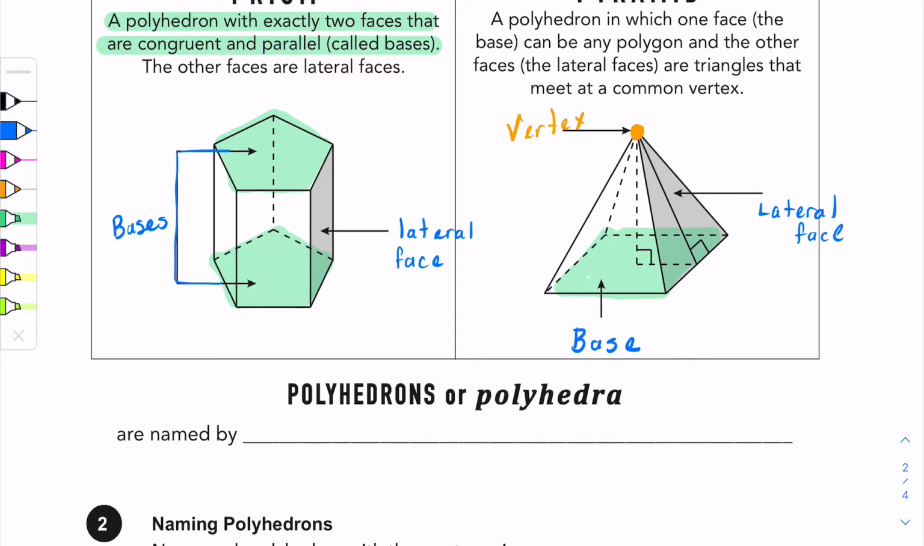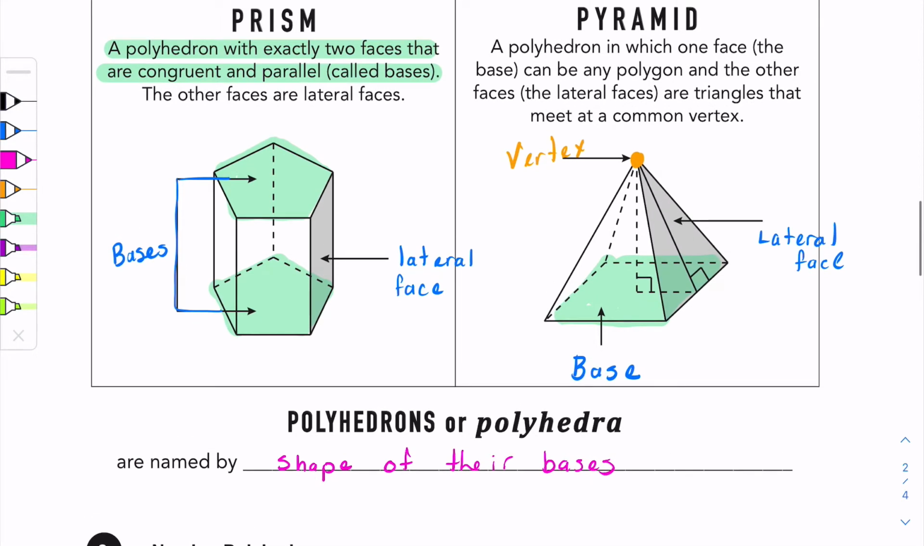So polyhedrons, or sometimes you'll hear it called polyhedra, are named by the shape of their bases. So if we go back up to these two models, the prism, the base is a pentagon. So we call it a pentagonal prism. If the base was a triangle, we would call it a triangular prism. If the base was a rectangle, we would call it a rectangular prism. For this pyramid, the base is what appears to be a square, so it could be a rectangle, but I'm going to go with a square. So we're going to name this a square pyramid.